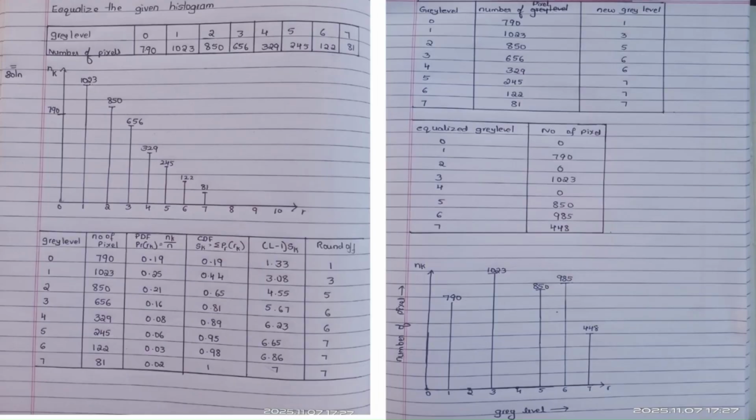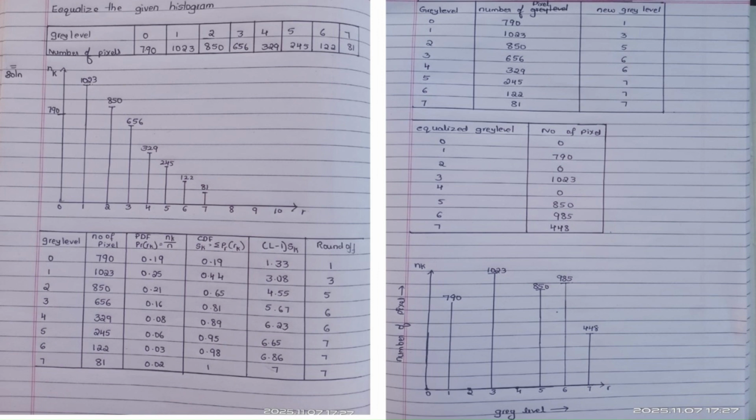In this slide, I'm demonstrating the manual process of histogram equalization using a given data set of gray levels and their pixel counts. We start with a table showing the original gray levels from 0 to 7 and the corresponding number of pixels for each level. The first step is to compute the probability density function, which is found by dividing each pixel count by the total number of pixels in the image.